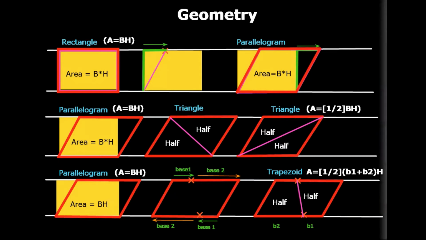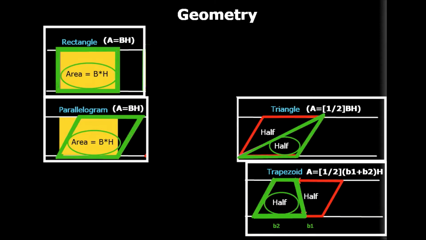Starting with the rectangle, we can generate along the parallels by shifting forwards or backwards. We can create the parallelogram, the triangle, and the trapezoid. And so there they are. Just to recap, the rectangle has an area of base times height. The parallelogram also has an area of base times height. The triangle has an area of a half base times height. And the trapezoid has an area of a half base 1 plus base 2 times the height.